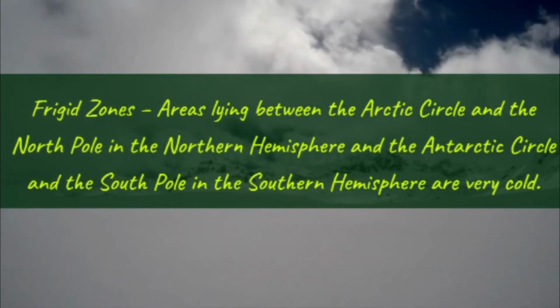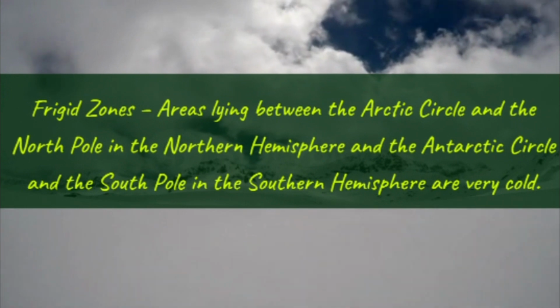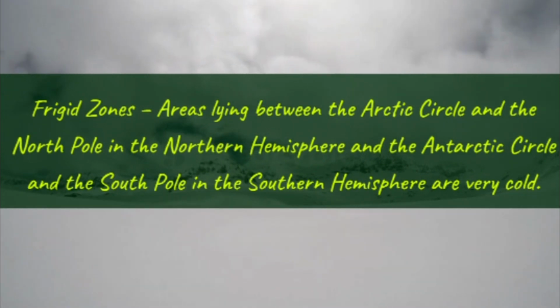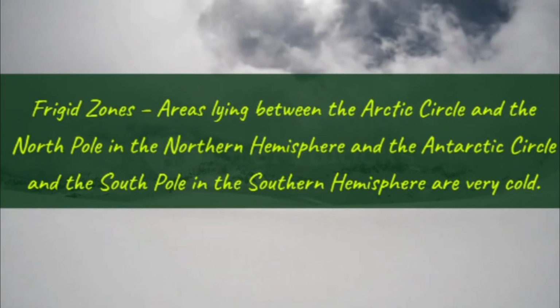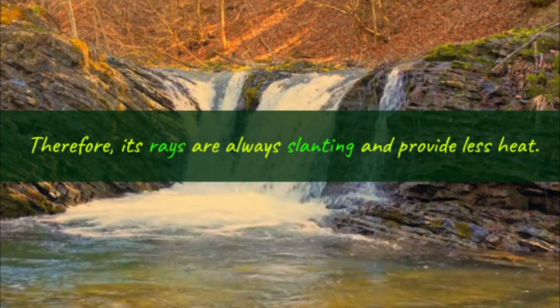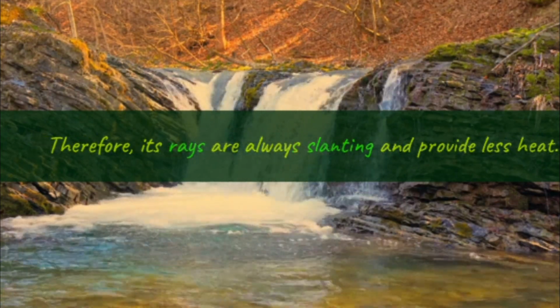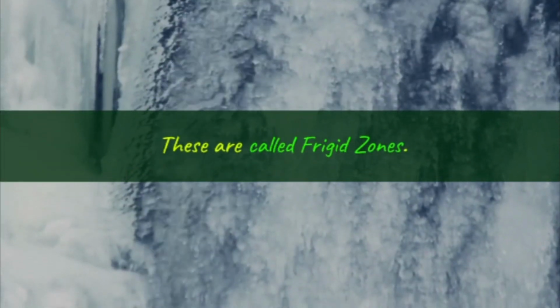Frigid zones. Areas lying between the Arctic Circle and the North Pole in the northern hemisphere and the Antarctic Circle and the South Pole in the southern hemisphere are very cold. It is because, here, the sun does not rise much above the horizon. Therefore, its rays are always slanting and provide less heat. These are called frigid zones.